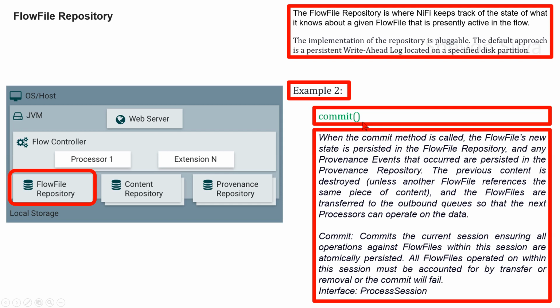Here it commits the current session, ensuring all operations against flow files within this session are atomically persisted. All flow files operated on within this session must be accounted for by transfer or removal, or the commit will fail. This method is available in the interface ProcessSession.